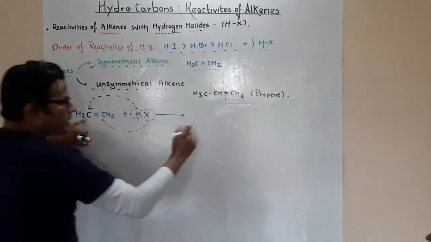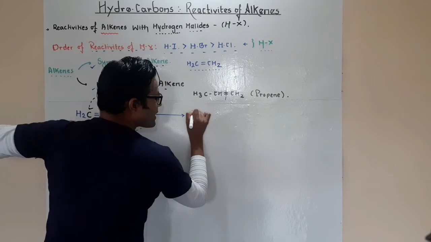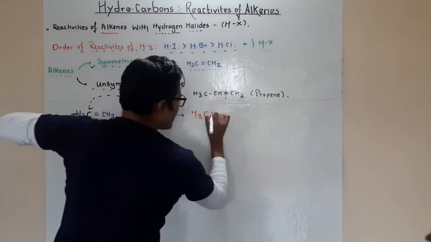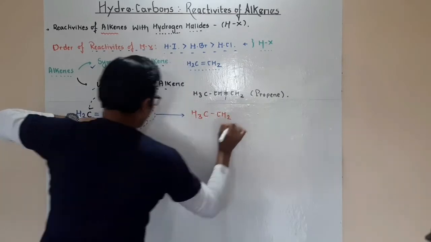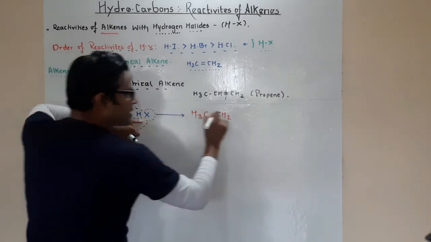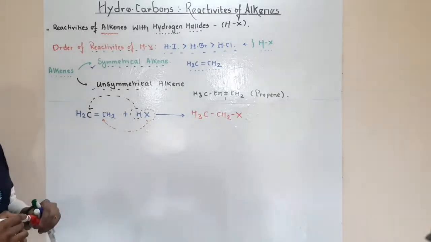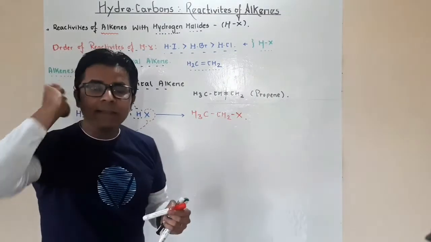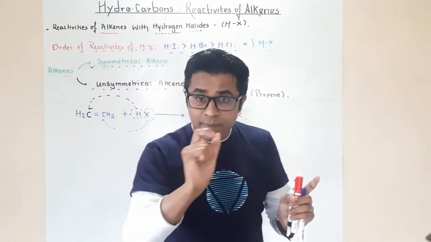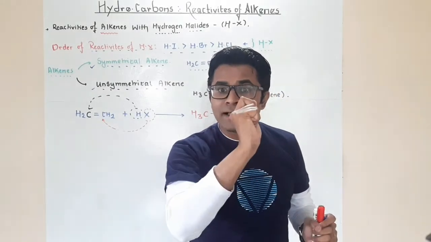Once we have added, hydrogen goes to the first carbon, so I am going to get CH3, single bond, CH2. This CH2 is going to connect to the halogen. So this is what we get. In case it is a symmetrical alkene, it doesn't matter where you add the hydrogen or where you add the halogen.